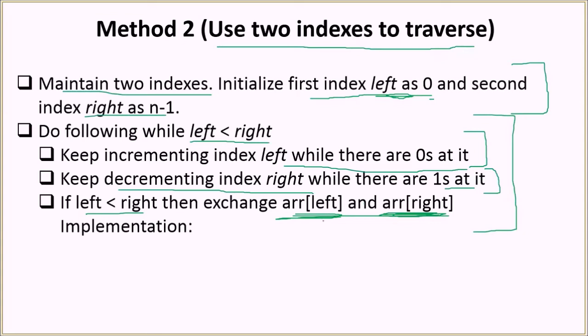Now once we have done that, then we'll again follow step 1 and step 2, and then subsequently step 3. So we will keep on doing these steps as long as left is smaller than right. Once the left is greater than right, then basically we would have traversed the whole array and we would have placed all the elements at the right position. So the output array would have been formed.